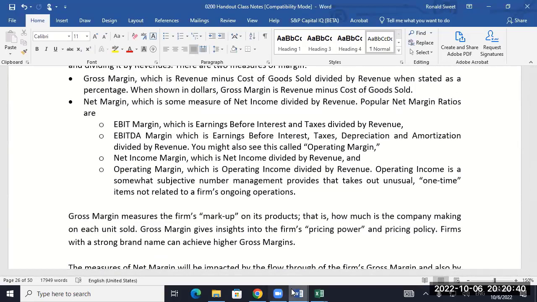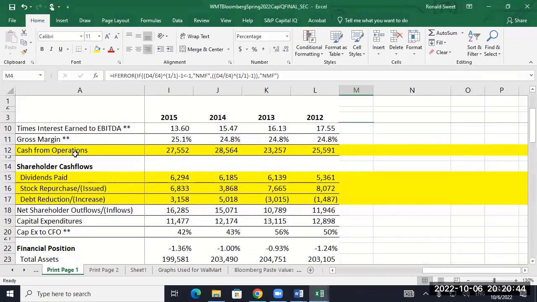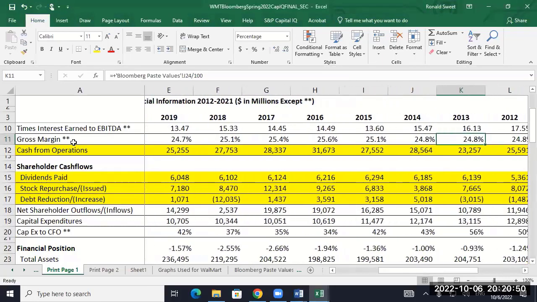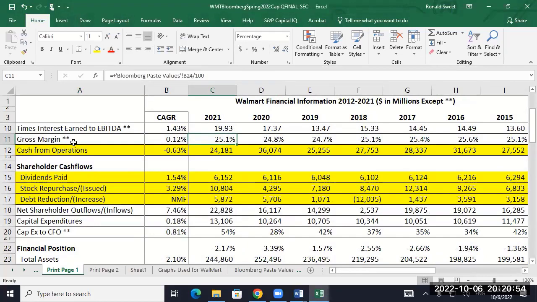You expect a firm like Walmart to have an extremely stable gross margin. 25, 25, 25, 25, 25, 26, 25, 25, 25, 25. Anyone want to forecast Walmart's gross margin next year? 32.7? 16.8? Would you be confident with a 25? Pretty confident. And Costco even more so, just a straight line all the way across.